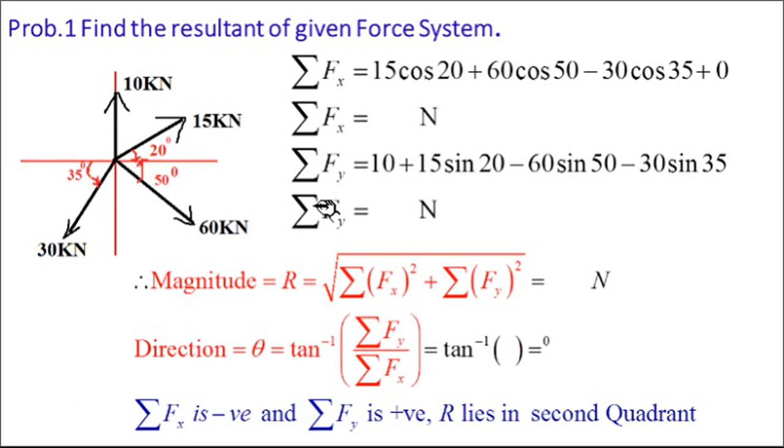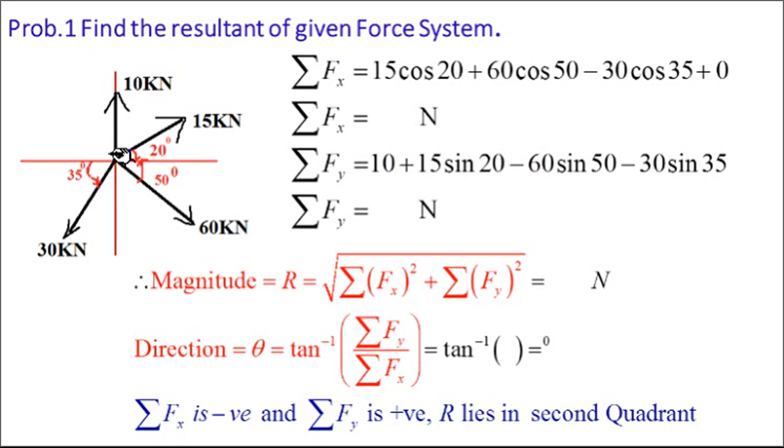See here, what I have shown: four forces. First one is 15. I will start with first quadrant. This 15 kilonewton force, arrow is away. This angle I have taken 20 degree. Second force is 10 kilonewton. Third force is 30 kilonewton. Fourth force is 60 kilonewton. Okay. So here you can see, now I have to resolve these four forces into components.